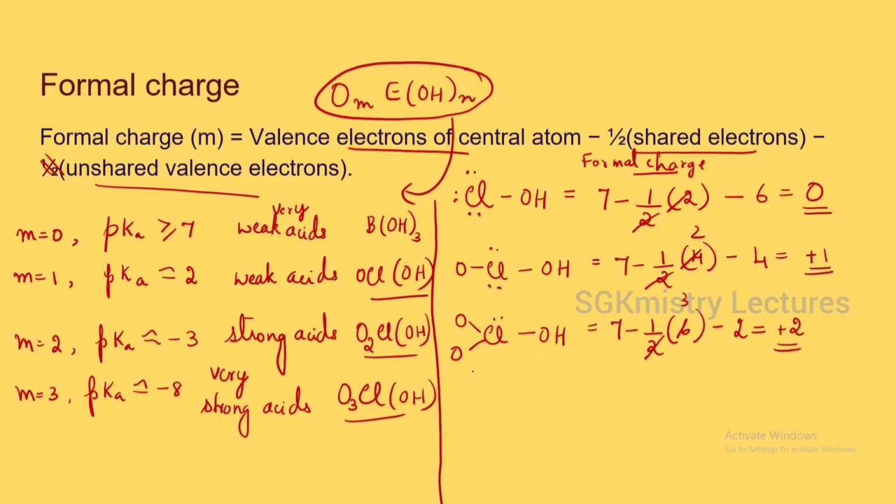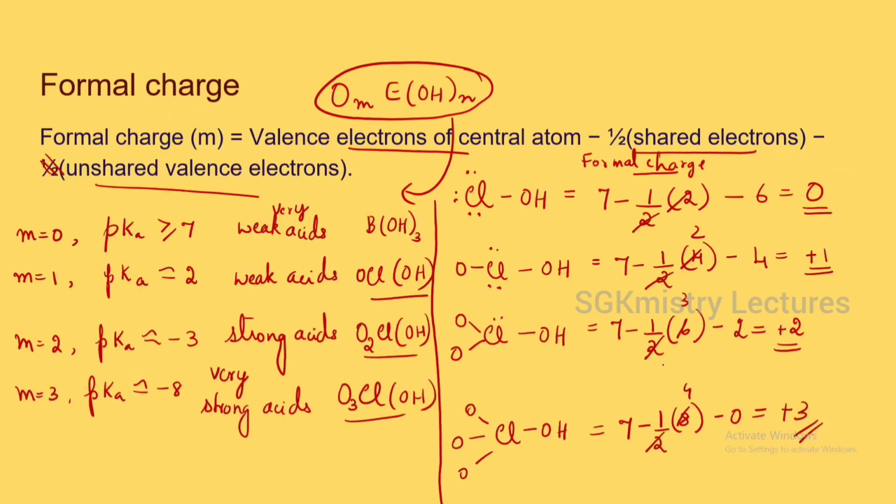Right. Next, talking about where 3 oxygen atoms are present. So Cl, here 3 oxygen atoms, then we have the OH. Again, it is 7 minus half into, there are 4 bonds formed, so 8. Minus, here there is no lone pair of electrons on chlorine, so 0. So 7 minus 4 is 3. So it is very clear with respect to the formal charge. Also, we can easily find out the acidic strength of that particular molecule.